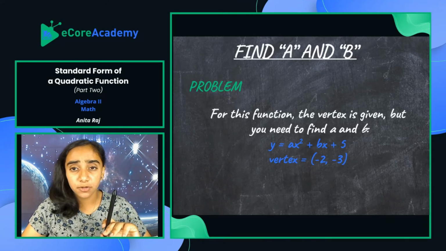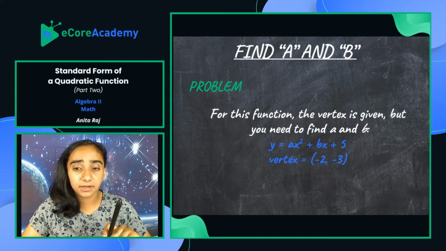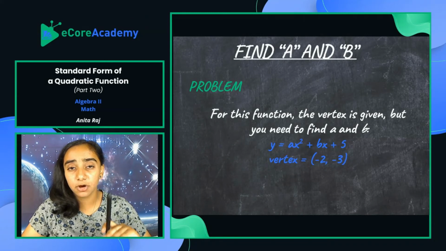For this function, the vertex is given, but you need to find a and b. The function itself is y equals ax squared plus bx plus 5. So you don't know a and b, but you know 5, which is your y-intercept. You also know the vertex, which is (-2, -3). So let's get into exactly how you would solve this problem.